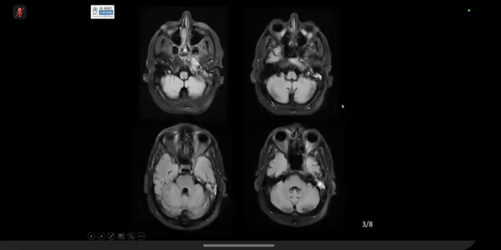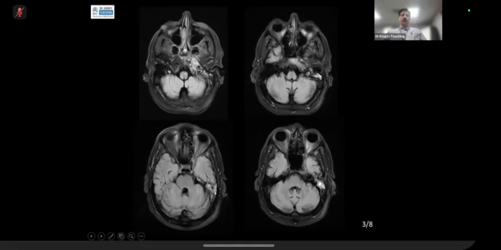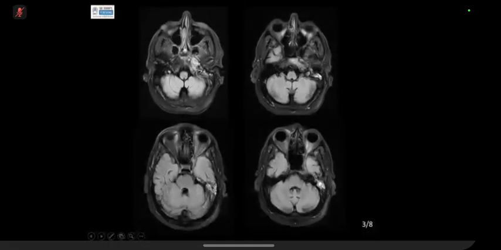On the FLAIR images on the left side, we've got a high signal lesion within the region of the left temporal bone. There's also some increased signal within the anterior portions of the temporal bone on the top left image. Which portion is this? It would be the petrous portion.